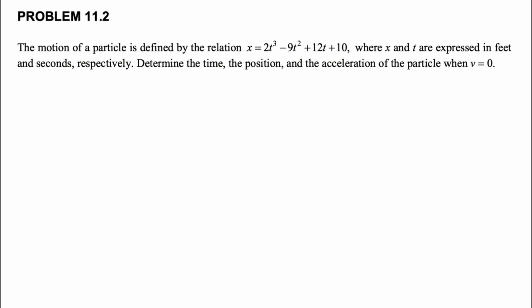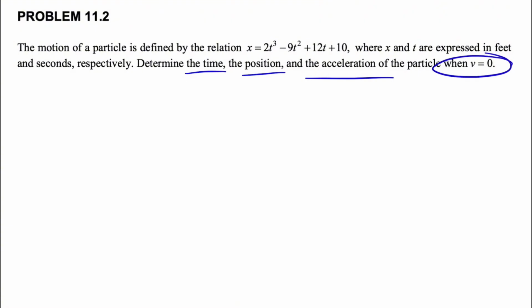Alright guys, welcome back. We're going to be solving another question from chapter 11 of the Johnston textbook, Engineering Mechanics Dynamics. And in this question, we have the motion of a particle that is defined by the relation x is equal to t cubed minus 9t squared plus 12t plus 10, where we know x and t are expressed in feet and seconds, and we need to determine the time, the position, and the acceleration of the particle when our velocity is equal to 0.